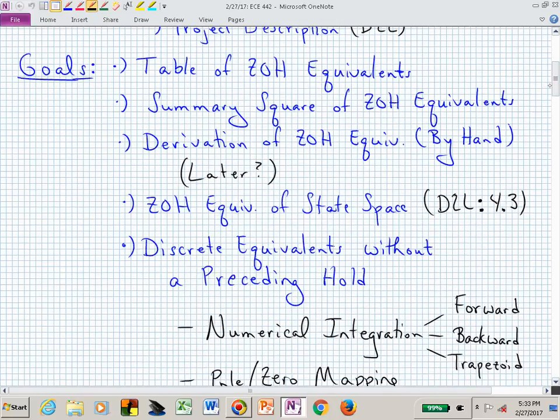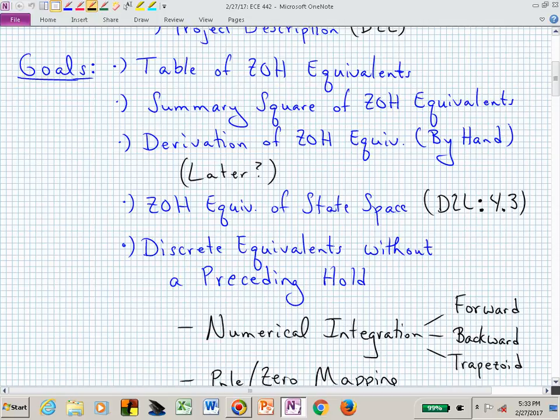There's a lot to cover between now and exam number 2, and there are only 3 lecture periods. But today what I want to do is present a table that contains our zero-order hold equivalents that we've already derived, just so that it's there in a form that you can compare the different systems with. Then we will look at a summary square of zero-order hold equivalents, which we can work our way around, and it's a state space representation leading from the time domain to the frequency domain, etc. That will make more sense when I get to the picture.